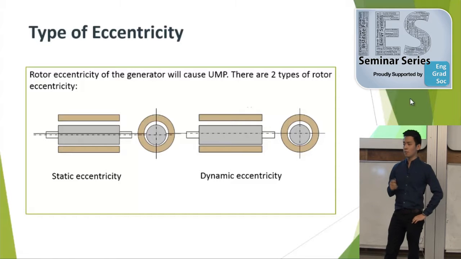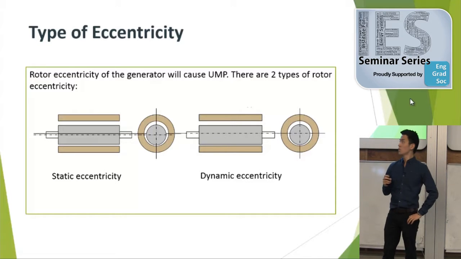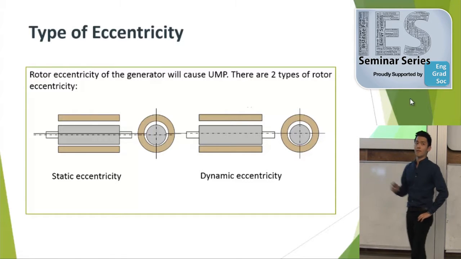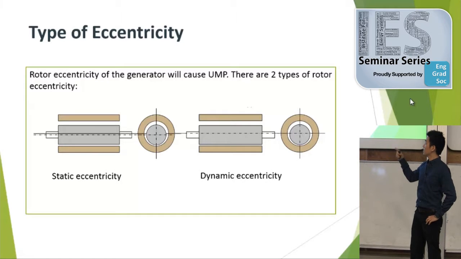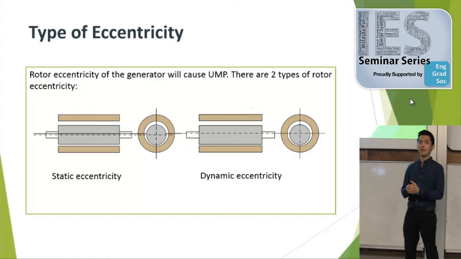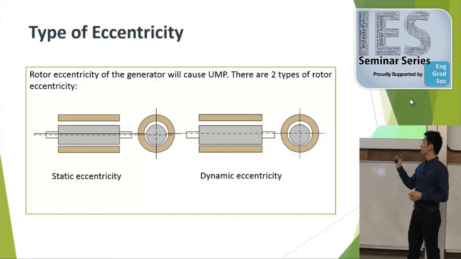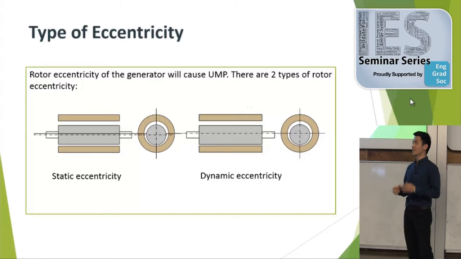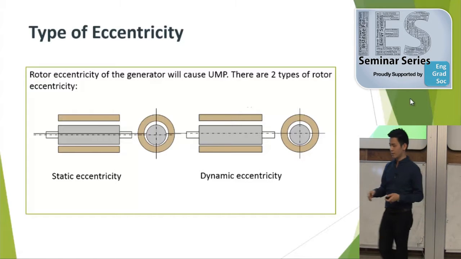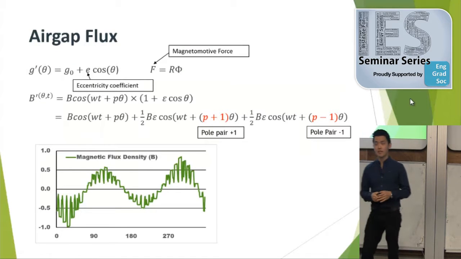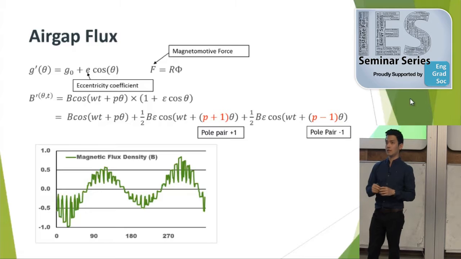The unbalanced magnetic pull is caused by the eccentricity of the rotor, where the rotor is misplaced from the center of the stator bore. There are two types of eccentricity. The first is called static eccentricity, where the rotor rotates at its own axis but not at the center of the stator bore. The second one is dynamic eccentricity, where the rotor rotates at the stator axis but not at its own axis. Of course, both of these can occur together, which we call mixed eccentricity. And when there is eccentricity, the air gap length will be different around the air gap.